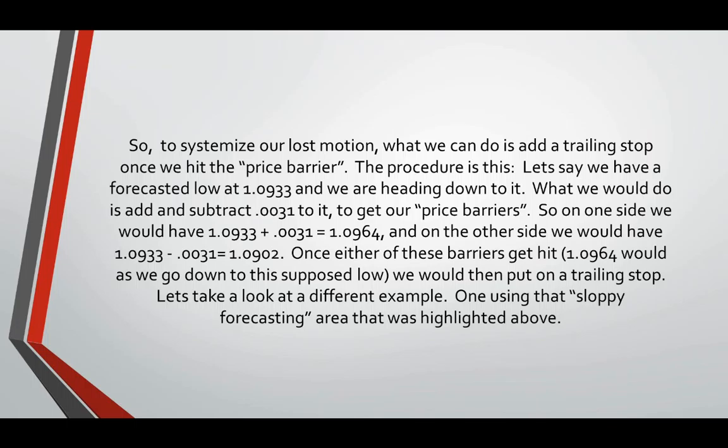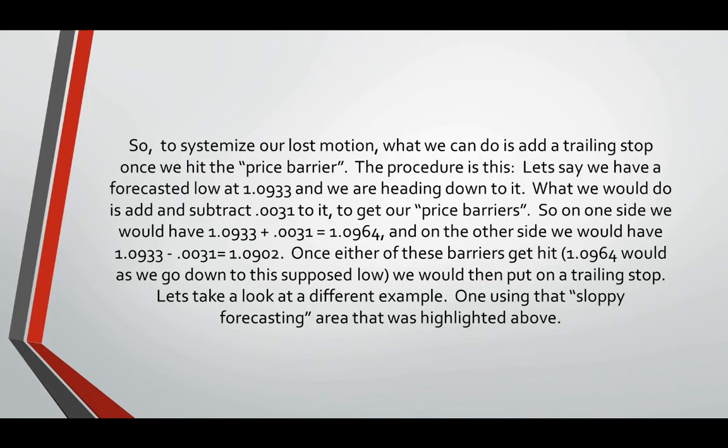The procedure's this. Let's say we have a forecasted low at 1.0933. What that means is we've made a price projection forecast at 1.0933, and we are heading down to this point, okay? What we would do is add and subtract 0.0031 to it to get barriers on both sides of it, one high and one low barrier.